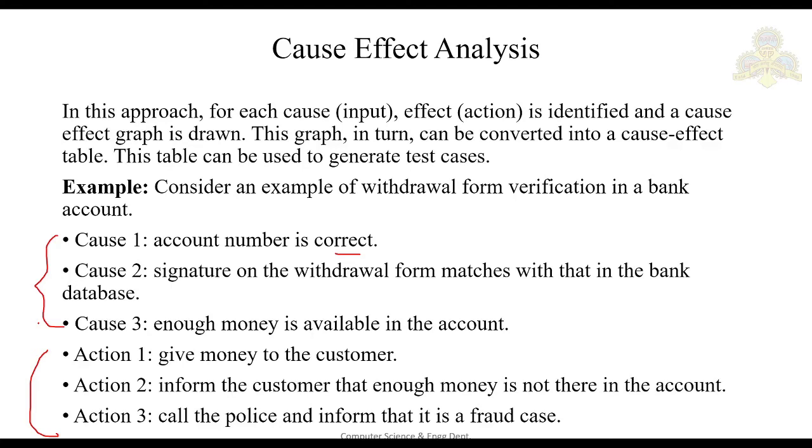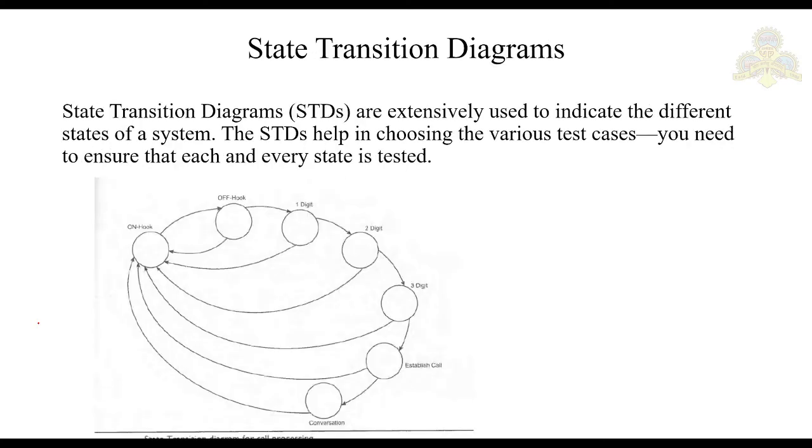In our case, we'll search for extra information in the withdrawal form: whether the account number does not match, whether the account holder's name matches or not, whether the address matches or not. Any other details can be checked here. Fine. Okay. Then we'll see about the state transition diagrams.